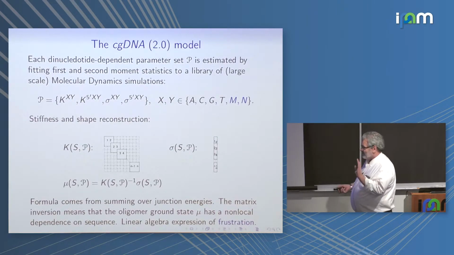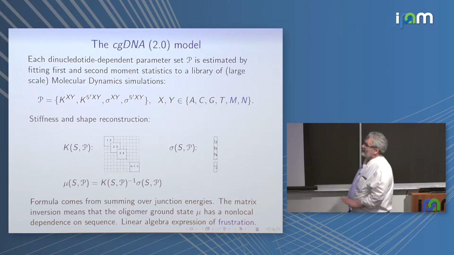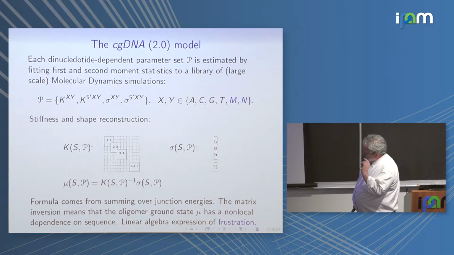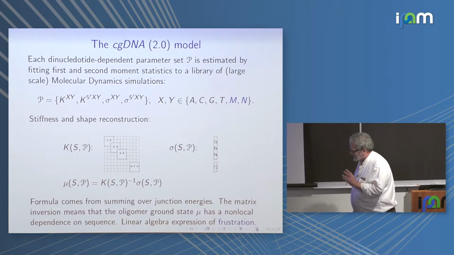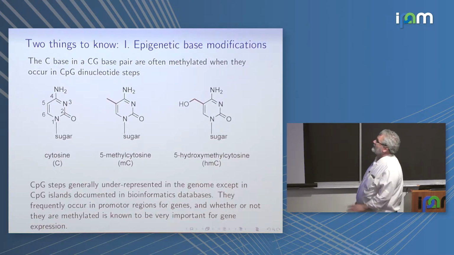And that's known to be very important in DNA. But it's quite curious. It's a bit confusing. There is a dinucleotide local parameter set which predicts non-local sequence dependence of the ground state. And that's exactly what's observed. Fine. So then I said epigenetic base modifications.